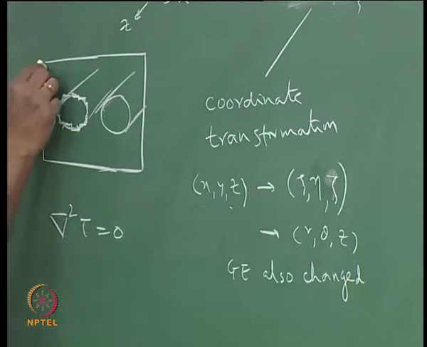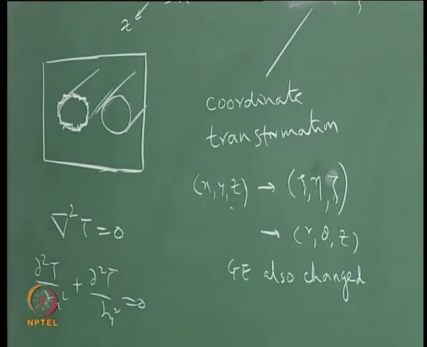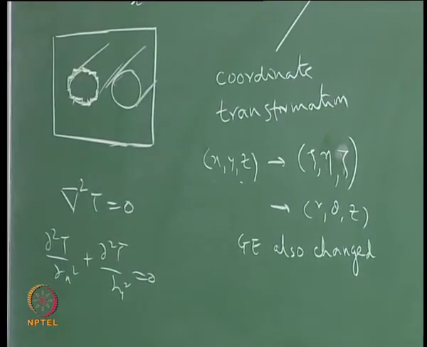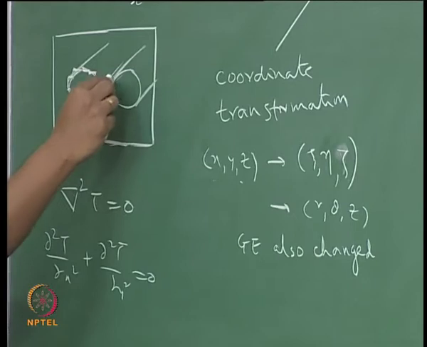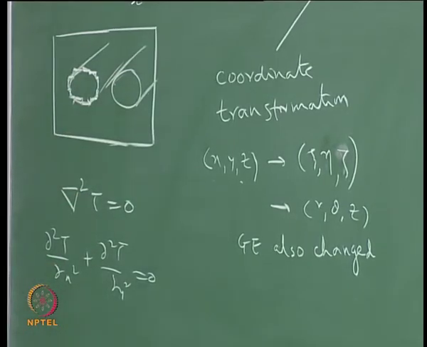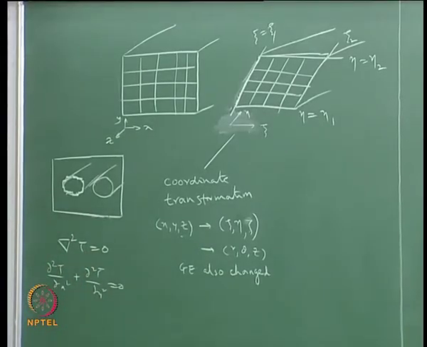When we are dealing with a rectangular geometry, we write it as dou square T by dou x square plus dou square T by dou y square equal to 0 in xy coordinates. But if the same thing were in polar coordinates, in a circular pipe, we would be writing the radial coordinate equation for this, depending on whether it is r theta, r z, theta z. There can be many different two-dimensional combinations of that.